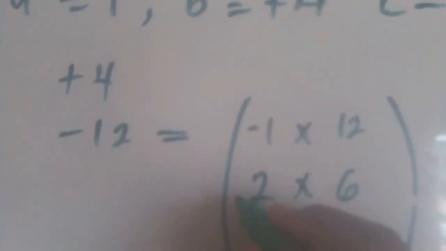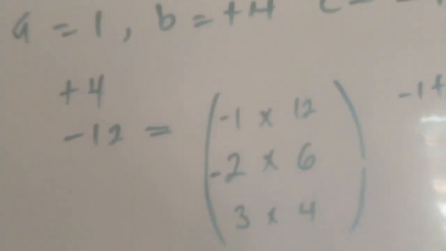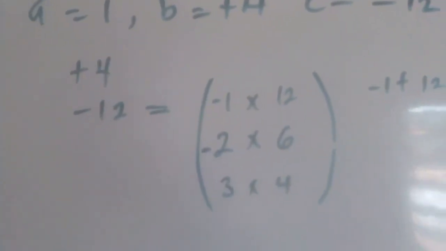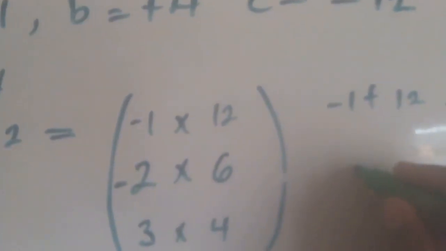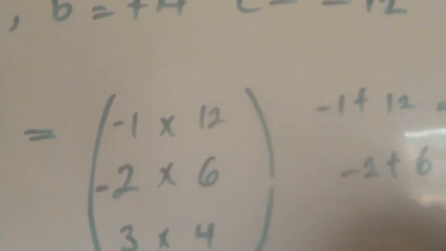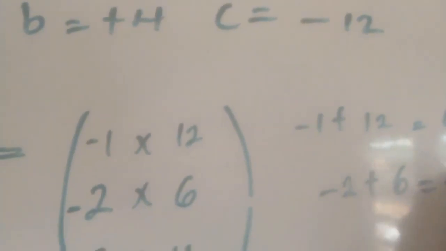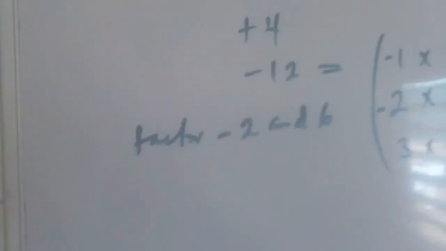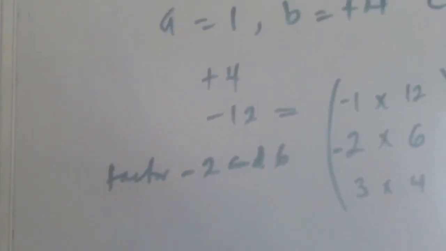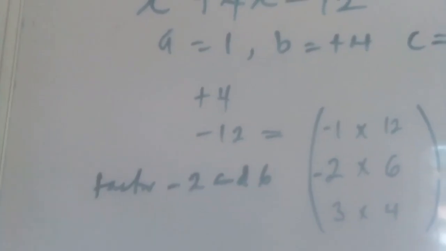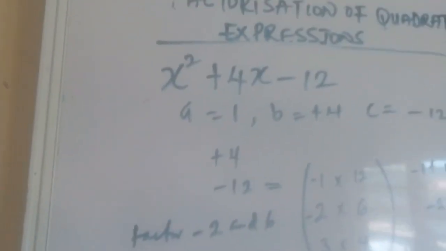In this one, we have, let's say, minus 2 times 6. Minus 2 times 6 will give us minus 12. So let us see if minus 2 plus 6 actually gives us plus 4. Minus 2 plus 6 is actually plus 4. So the factors of this, we are going with minus 2 and 6. So we have gotten the factors that multiply out to be minus 12, and the same factors add up to be plus 4. So we recall our expression that we have here.